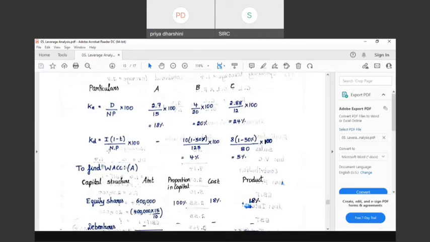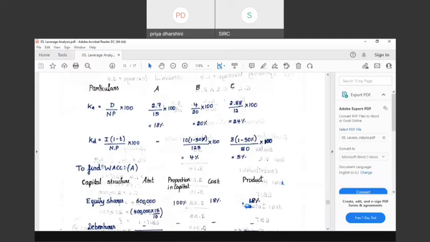For debentures also, they have not told us about the redemption of debentures. Hence, the cost of debt will be interest into (1 minus tax rate) divided by net proceeds into 100. For company A, there is no debt. For B, the interest rate is given as 10% on the face value of 100 rupees. So the interest amount is 10 rupees into (1 minus 50%), divided by the market price of the debenture, which is 125. Then for C, it is 8% on the face value, which gives 8 rupees into (1 minus tax rate), divided by the market price, which is 80, into 100. So this will give you the cost of debt.